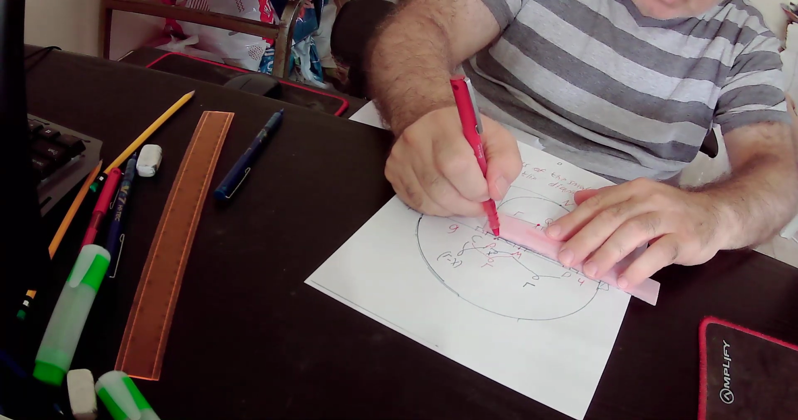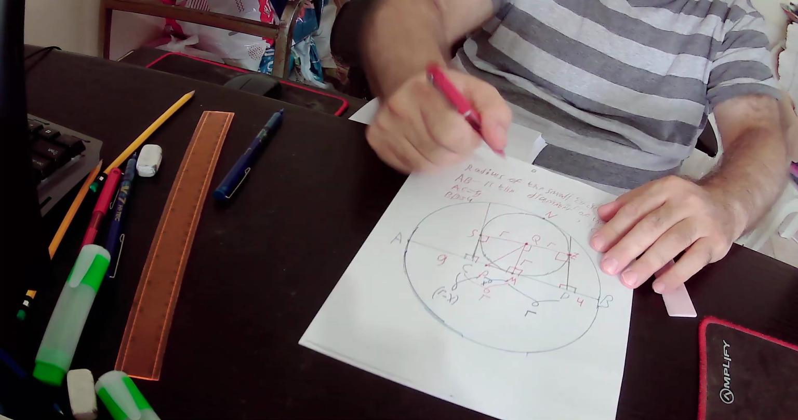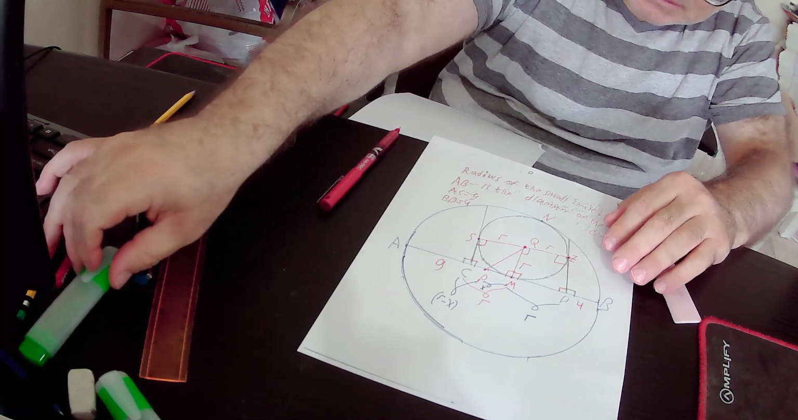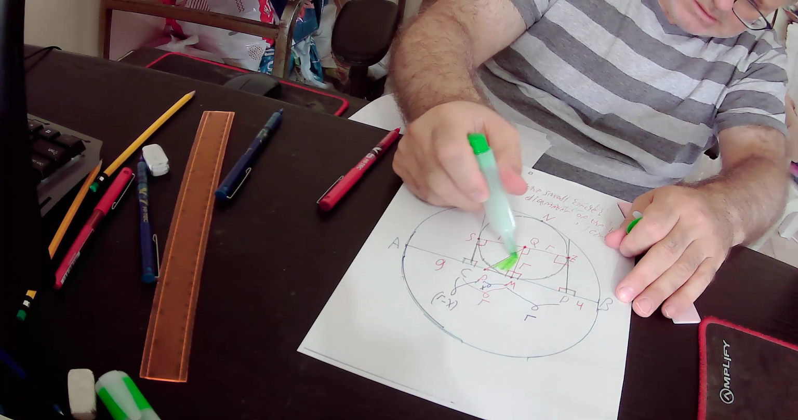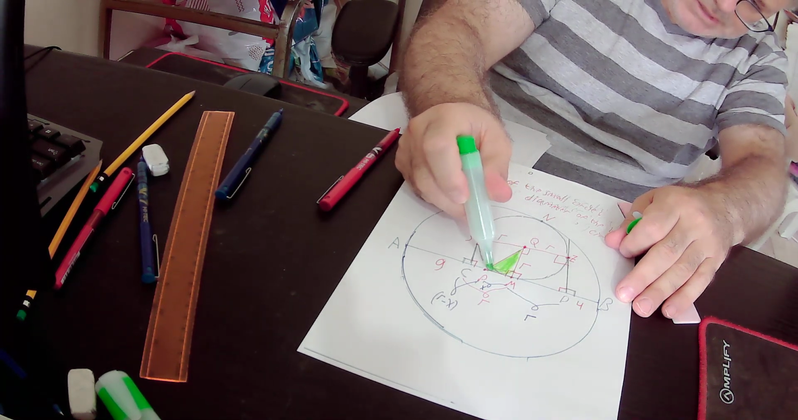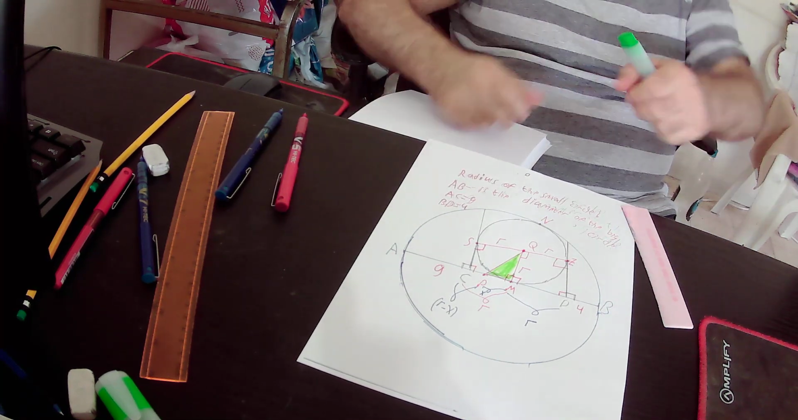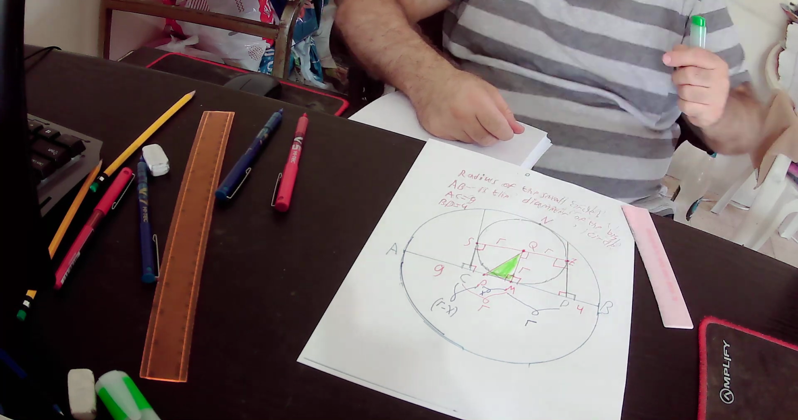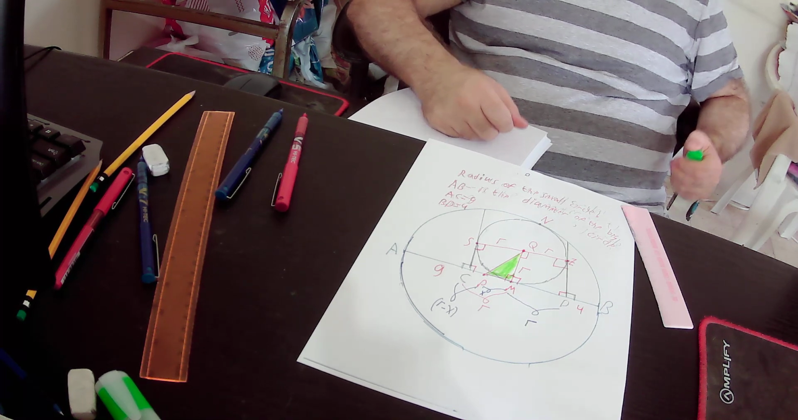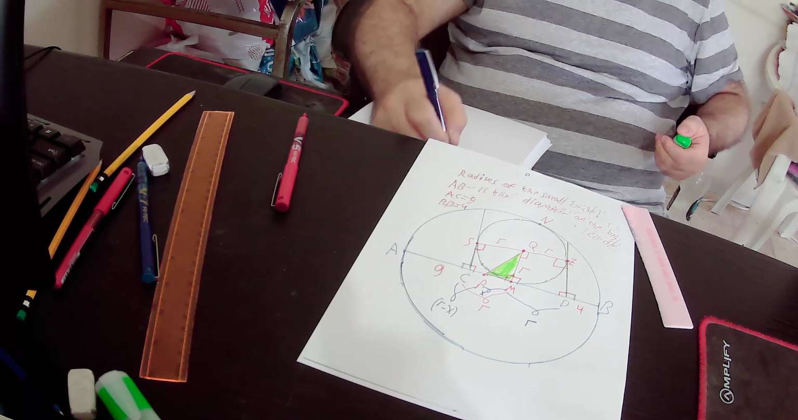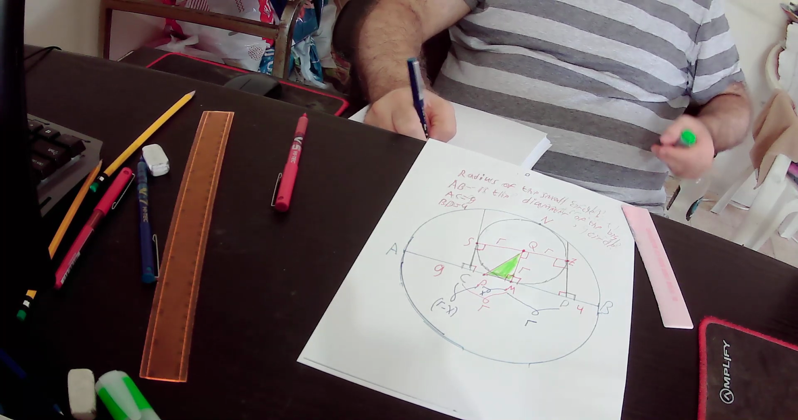So actually, we have here triangle QMP. Triangle QMP is a right triangle because angle QMP is a right angle. Okay, so I will write it down that triangle QMP is a right triangle.